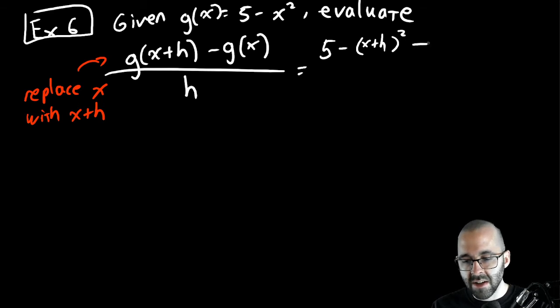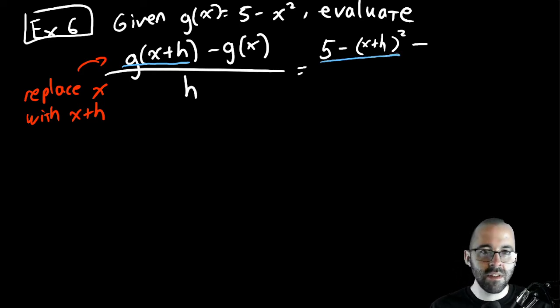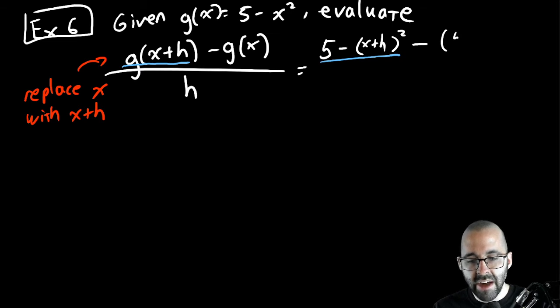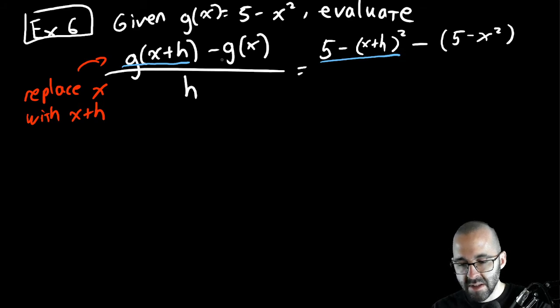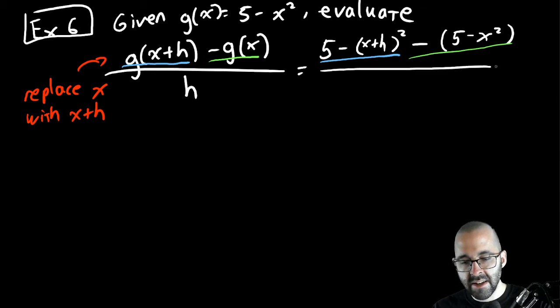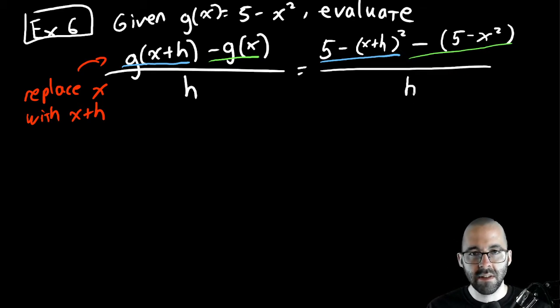And then do the same thing over here. So, right, this g of x is this. G of x plus h. We plugged in x plus h and wrote it out. Now we need to substitute g of x. Let's put it in parentheses. It's very important because it's getting subtracted. We're subtracting the whole thing. G of x is 5 minus x squared. So again, that's this piece. Now lastly, that's all divided by h. And we have to simplify.